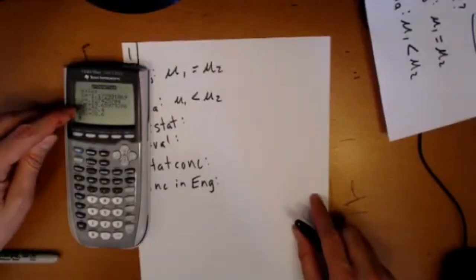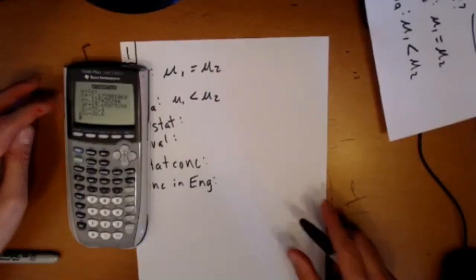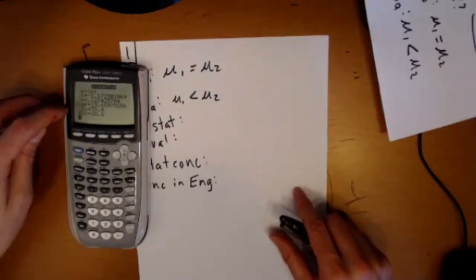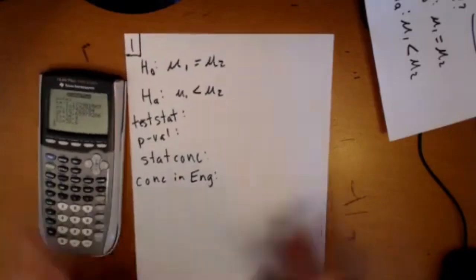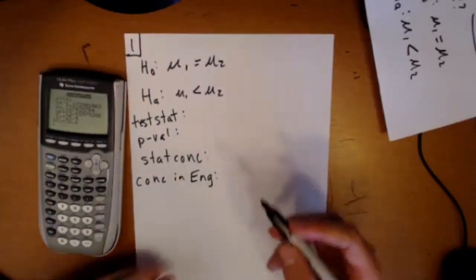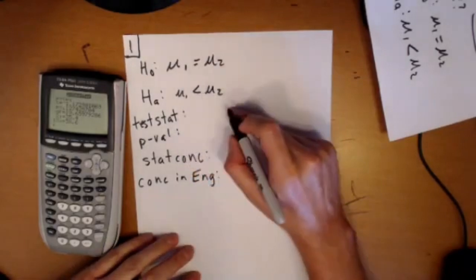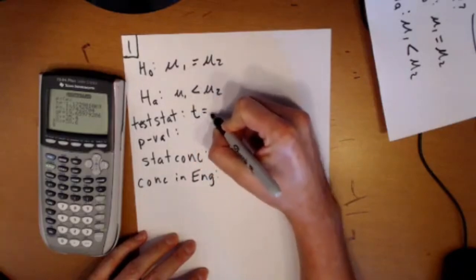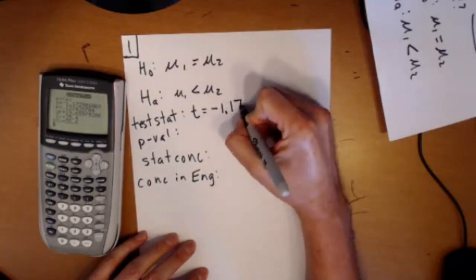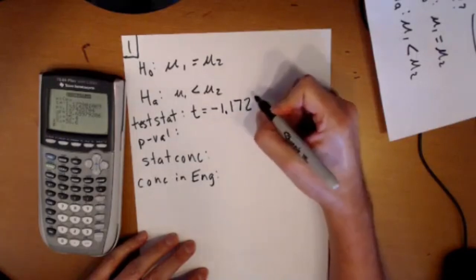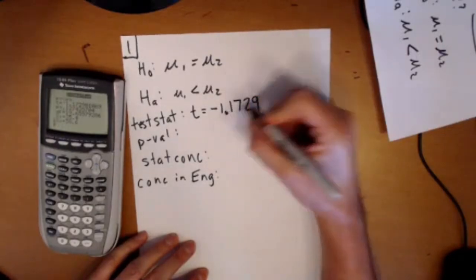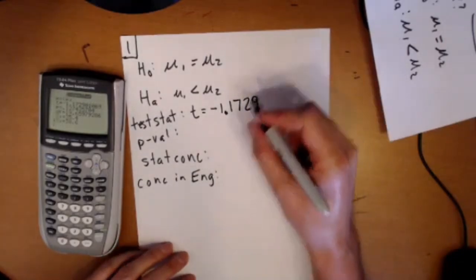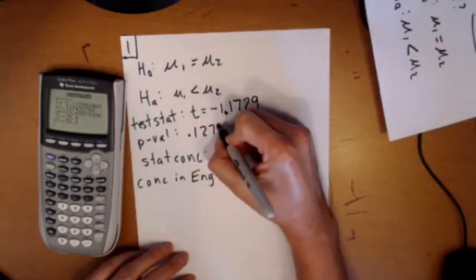You'll notice the degrees of freedom is really weird and complicated. It's a weird formula. You'll see it in your book on page 551. It's best to just let the calculator do it for us and sort of ignore it. But technically speaking, there is a degrees of freedom. For our test stat, don't just write the number. Write what it is: Z, T, F, it's T. T is equal to negative 1.1729. No reason why I rounded to the fourth, but looks good. Right below it is P. P equals 0.1274.